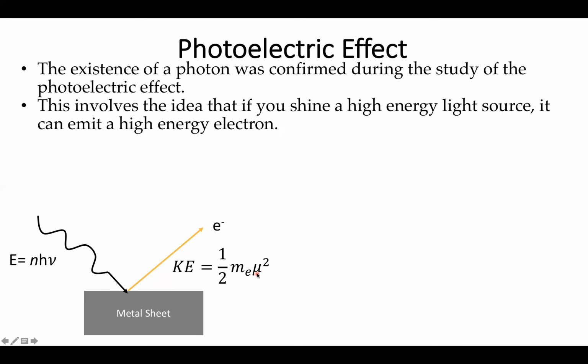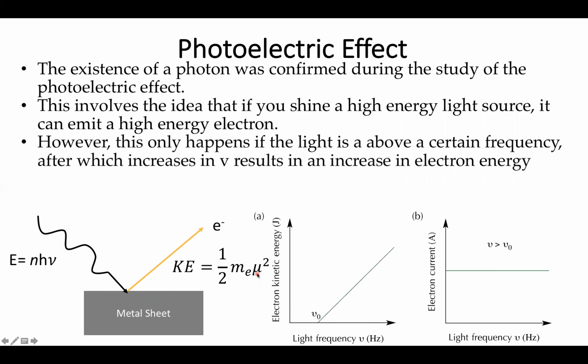And what they generally found is that in order to have an electron emitted, the frequency has to be above some given threshold. Below which, it doesn't matter how much light you shine on the metal sheet, no electrons are emitted. But after we hit this threshold frequency, then as the frequency increases, the ejected electron has increasing energy. And this should make sense. The more energy I put in, the more energy that electron is going to come shooting out with.